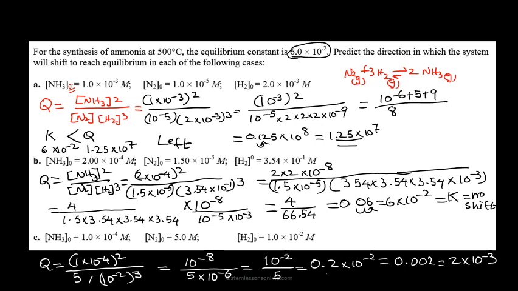So the K value equals 6.0 times 10 to the power negative 2, and the Q value we calculated equals 2 times 10 to the power negative 3. Which is bigger? K value is bigger, so it will shift to the right.